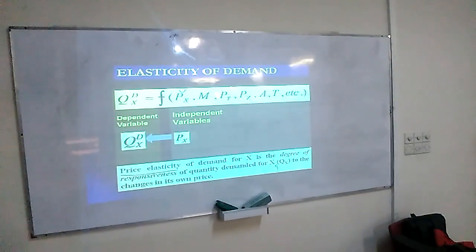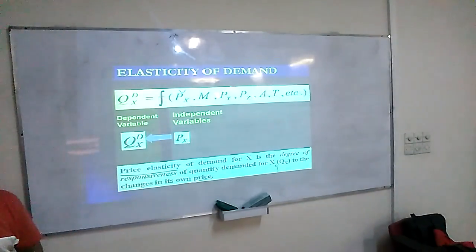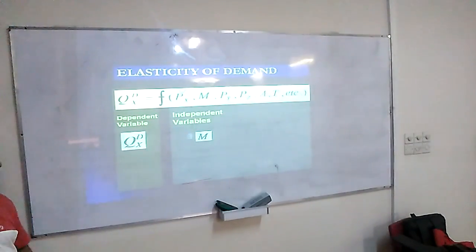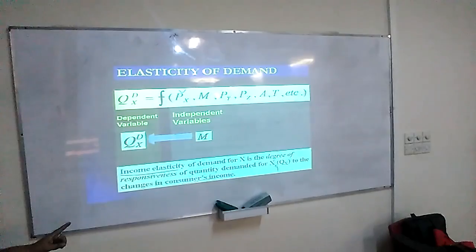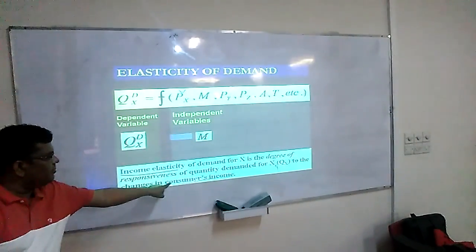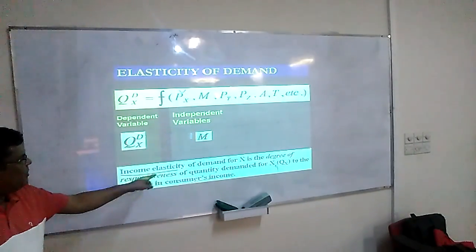What is the definition? Price elasticity of demand for X is the degree of responsiveness of quantity demanded for X to the changes in the commodity's own price. You see, the commodity's own price is this one. Important. Now just change the income. If the income is changed, what happens? You are getting income elasticity of demand. If the consumer's income is changed, what happens to the demand for X? So this is income elasticity of demand.